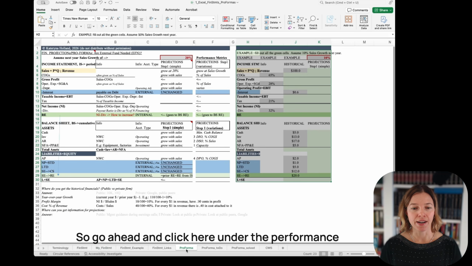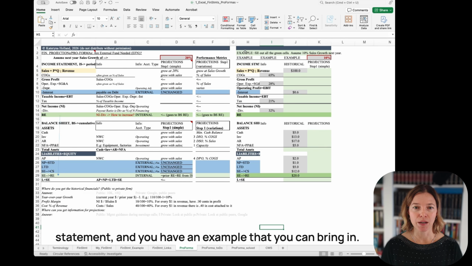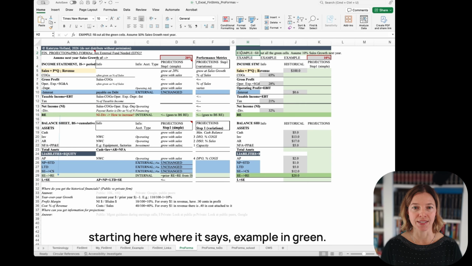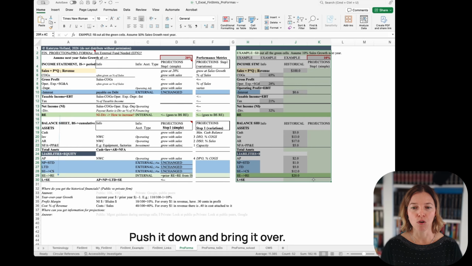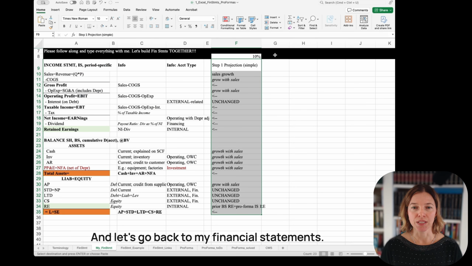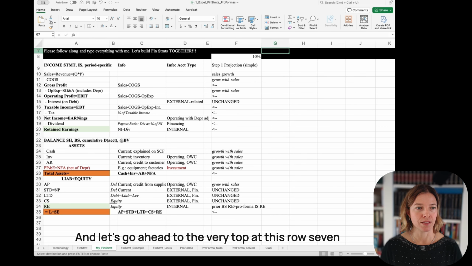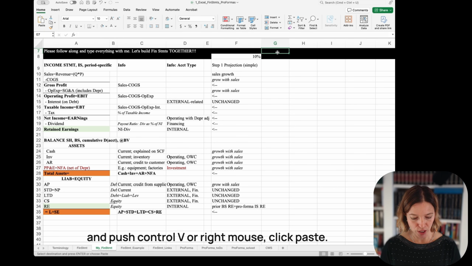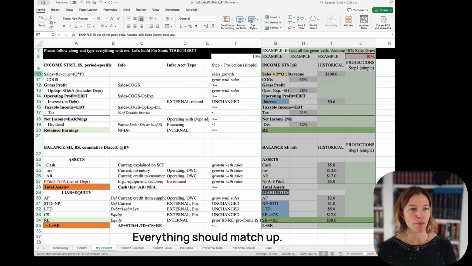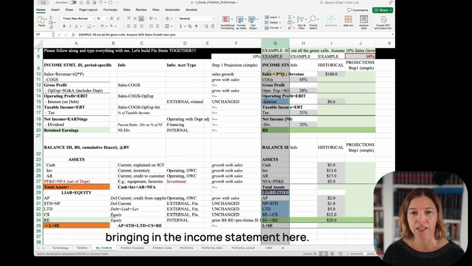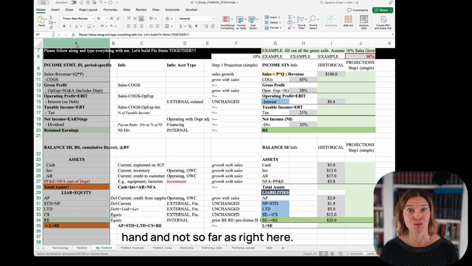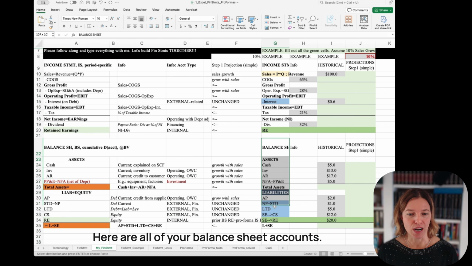So go ahead and click here under the pro forma statement, and you have an example that you can bring in. So literally just copy all of the information starting here where it says example in green, push it down and bring it over, then right mouse click copy or Control C, and let's go back to my financial statements, and let's go ahead to the very top at this row 7 and push Control V or right mouse click paste. So you've pasted the information in, everything should match up. Here are your sales, and I'm just bringing in the income statement here so you have the accounts close at hand. Here are all of your balance sheet accounts.